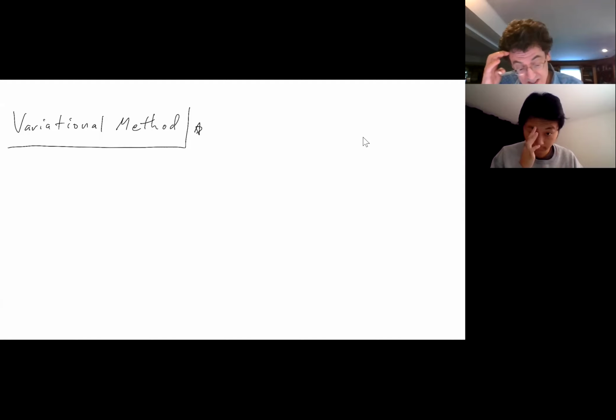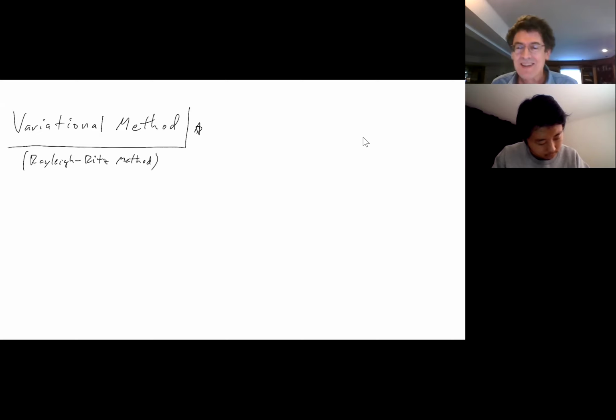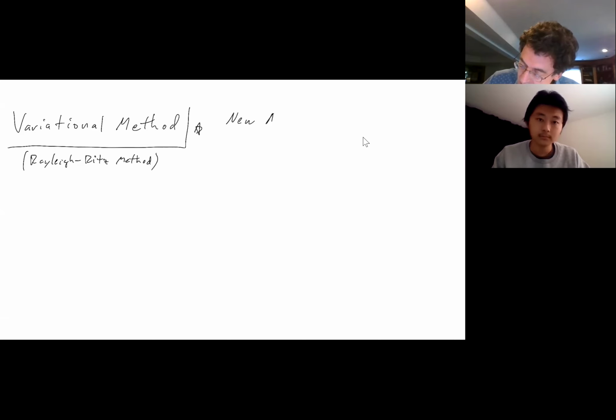I just want to say, sometimes you see it called the Rayleigh-Ritz method. But actually you don't see that very often, maybe back in the old days. Okay, so this is a new approximation for solving the Schrodinger equation.